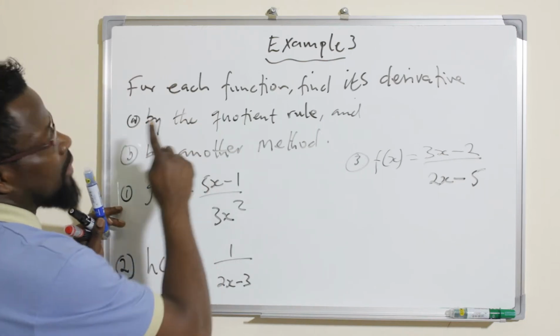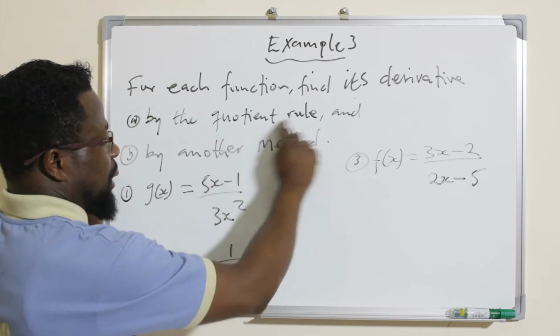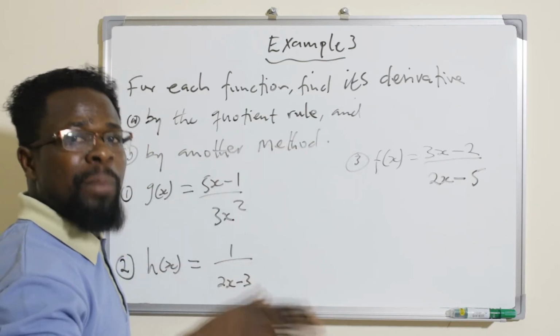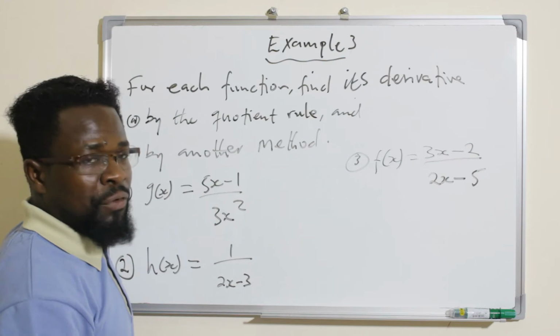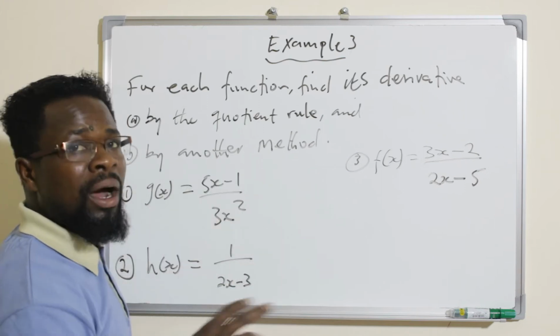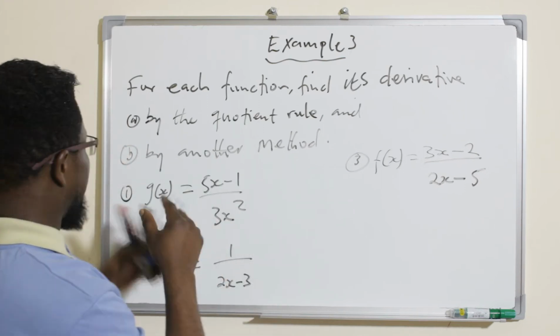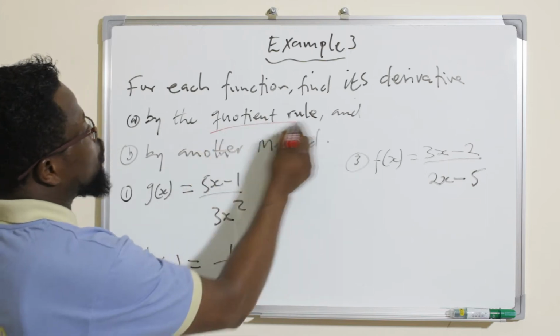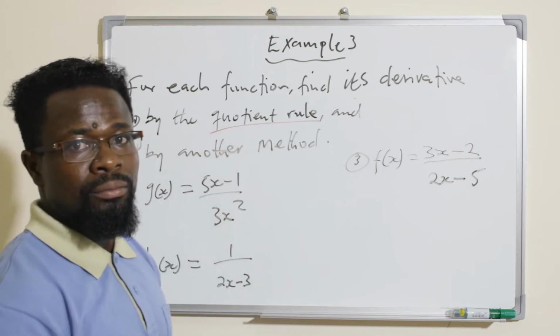Once we are given this type of functions, let's look at it. The first one is strictly by what? Quotient rule, which means that you have to solve by quotient rule. If you use any other method, you are wrong, because the question is stating it critically that you should solve by the quotient rule.